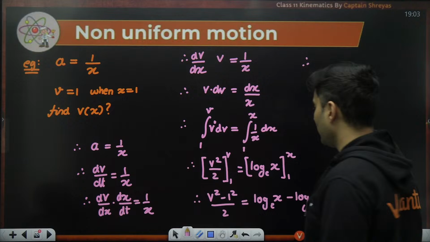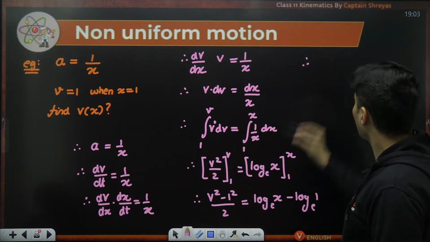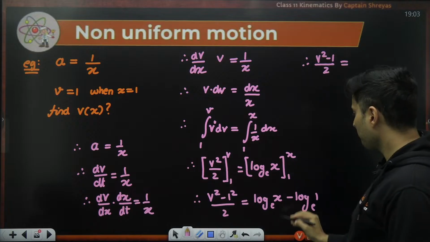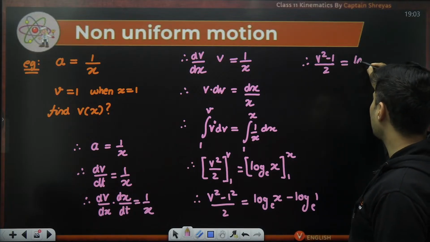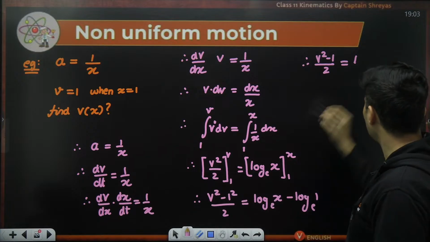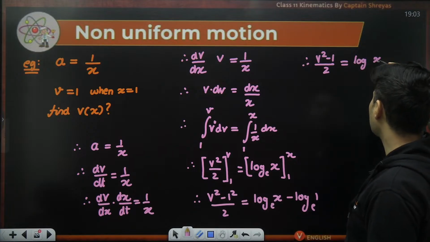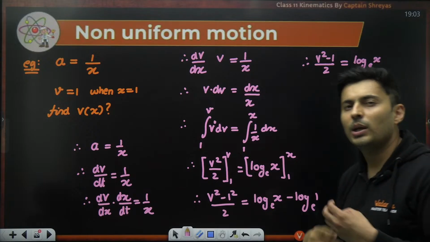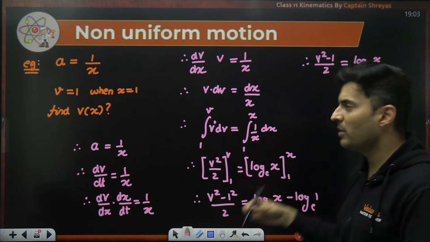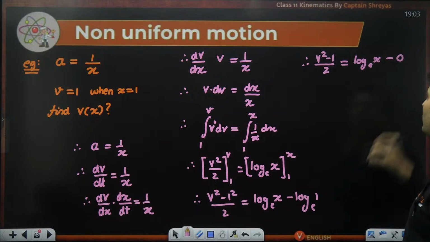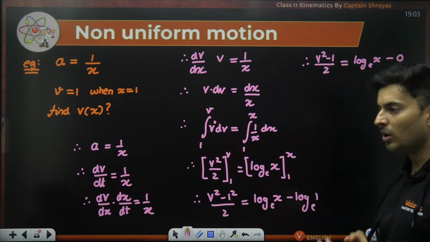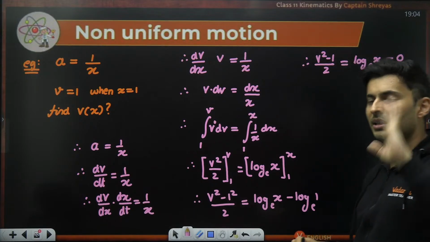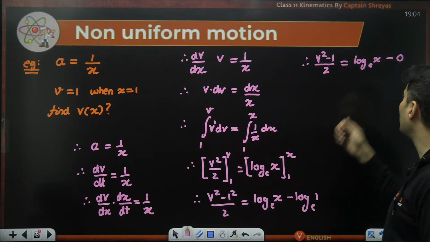All right, what do we get? This will be v square minus 1 divided by 2 is equal to ln x only, you can write, or log of x also is okay. Log of x to the base e. What is log of 1? What is log of 1 to any base? By logarithm formula, it is always going to be 0. Log of 1 is always 0 because e raised to 0 is 1. Anything raised to 0 is 1. So that's why log of 1 is 0.